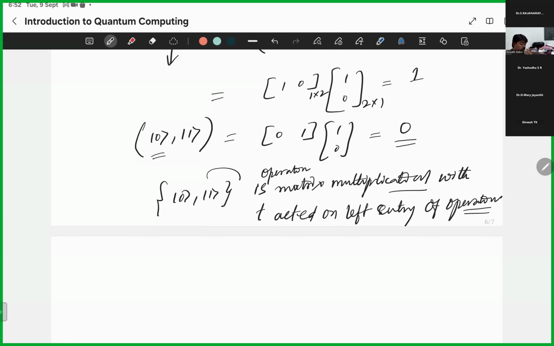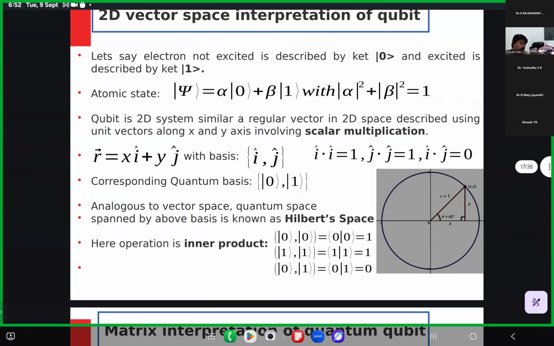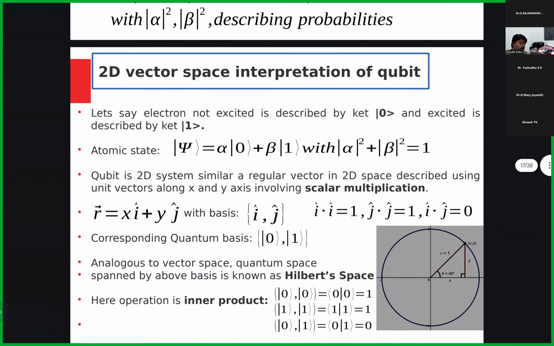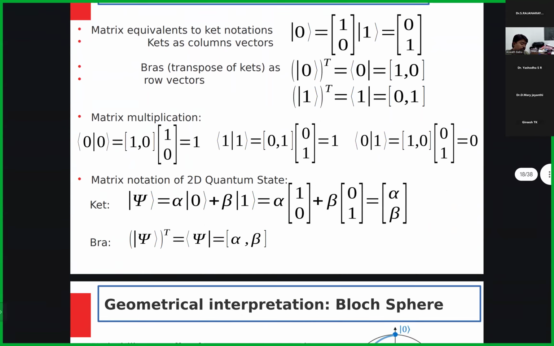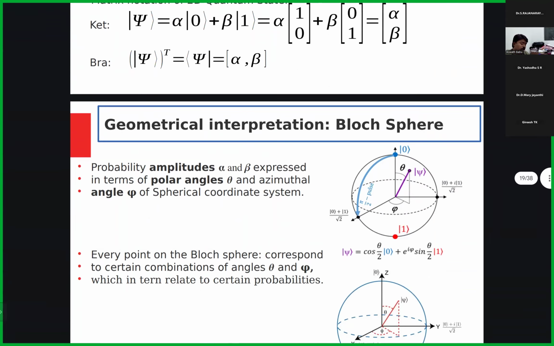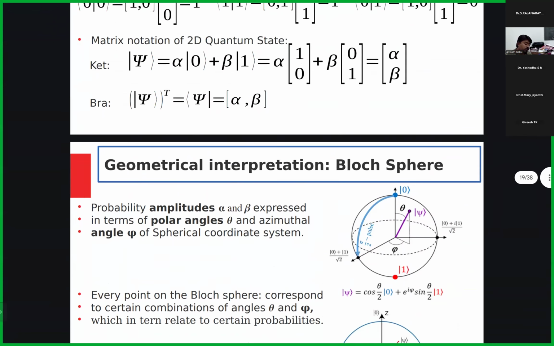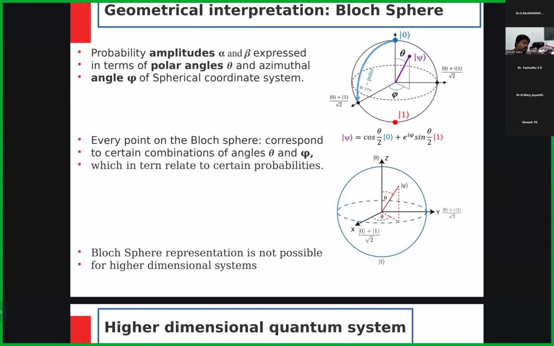Having that, they gave a nice interpretation for a quantum state being a vector, just like a two-dimensional vector in a Cartesian coordinate system or a vector space. They gave the name Hilbert space to the space in which the quantum states exist, and the operation is a matrix operation. They even went on to describe the quantum states on the surface of a sphere. Just like any 2D vector has a geometrical interpretation, quantum vectors are going to have one too. How?